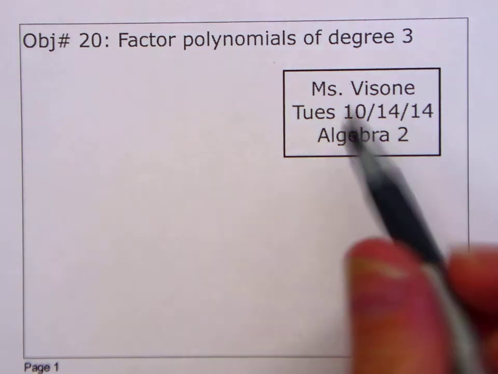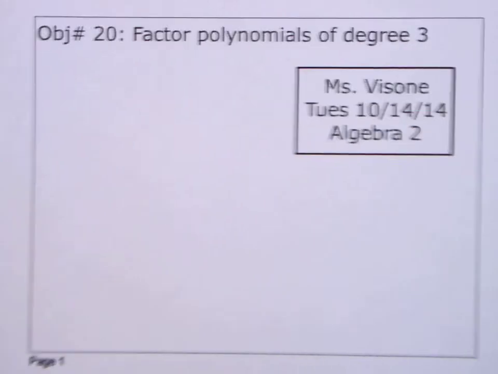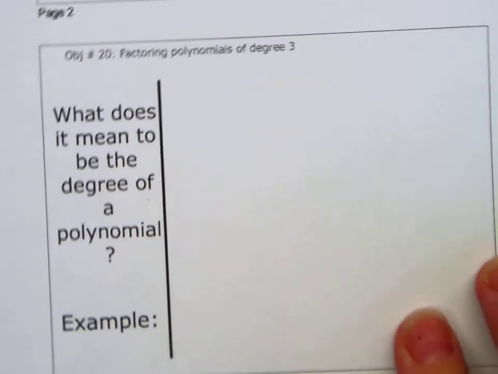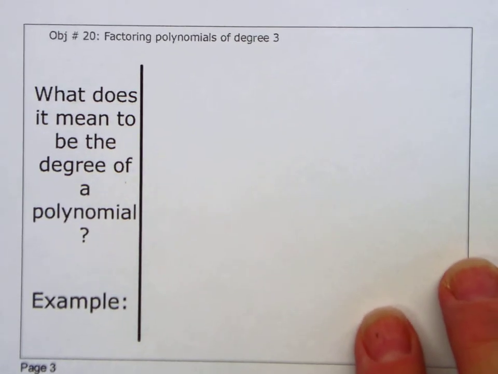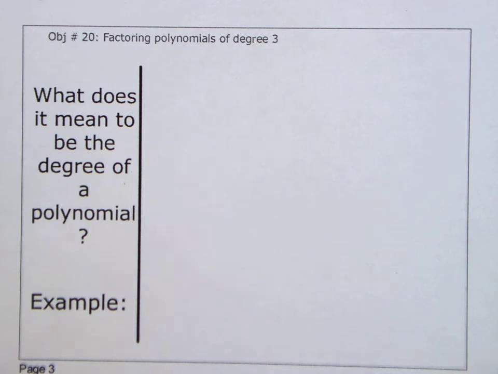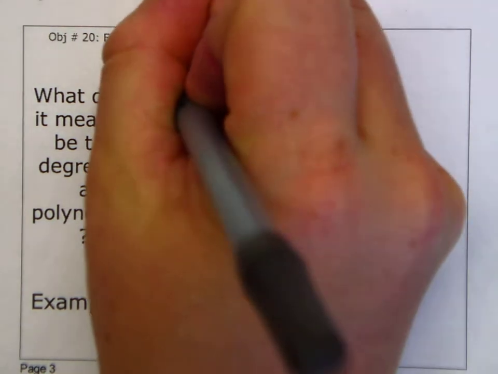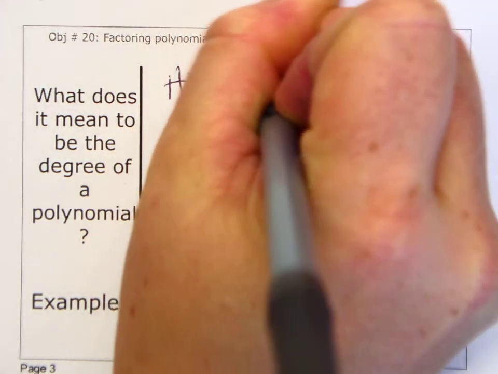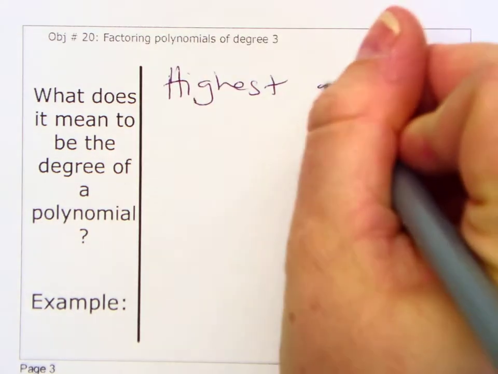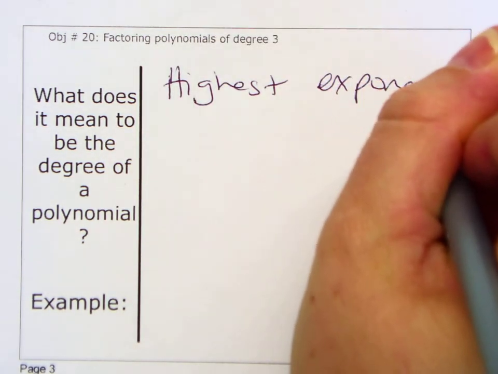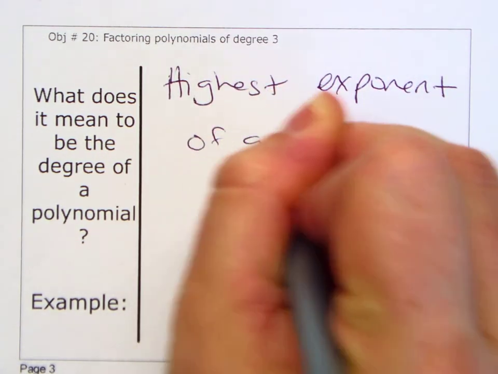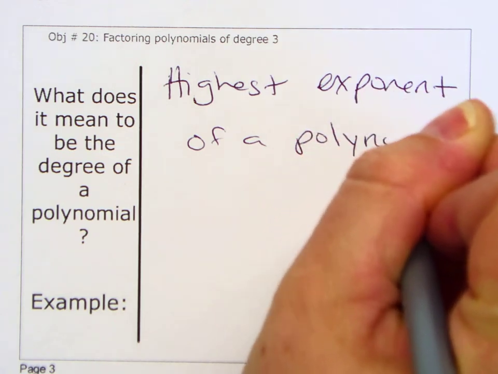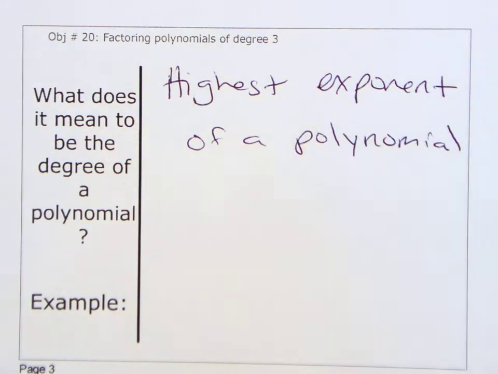Okay, so we're going to be factoring polynomials of degree 3. So let's first talk about what that means. What does it mean to be the degree of a polynomial? The degree of the polynomial is the highest exponent of a polynomial. All right, it's just the highest exponent.